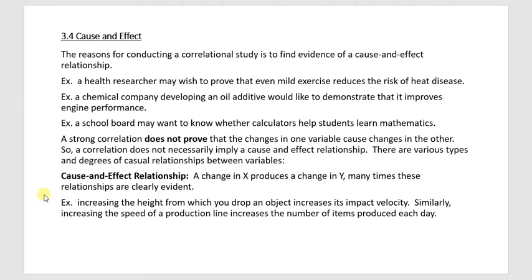The relationship between two variables could be a cause and effect relationship. So the change in X produces a change in Y. Many times these relationships are clearly evident. So increasing the height from which you drop an object increases the impact velocity. If you drop something from the first floor of a building, it might not break, but from the 10th floor, the impact velocity is definitely going to increase, so it's probably going to smash. Similarly, increasing the speed of a production line increases the number of items produced, of course.